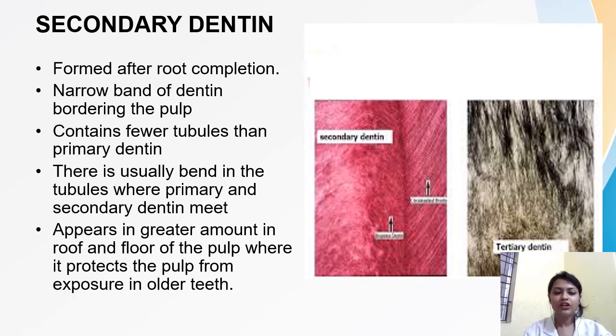Primary dentin over. Now coming to the secondary dentin. It is formed after the root completion. Whatever dentin forms after the root completion is secondary dentin. Before root completion, primary dentin. It is a narrow band of dentin bordering the pulp and contains fewer tubules than the primary dentin. There is usually a bend in the tubules where primary and secondary dentin meet. It appears in greater amount in the roof and floor of the pulp, where it protects the pulp from exposure in the older tooth.